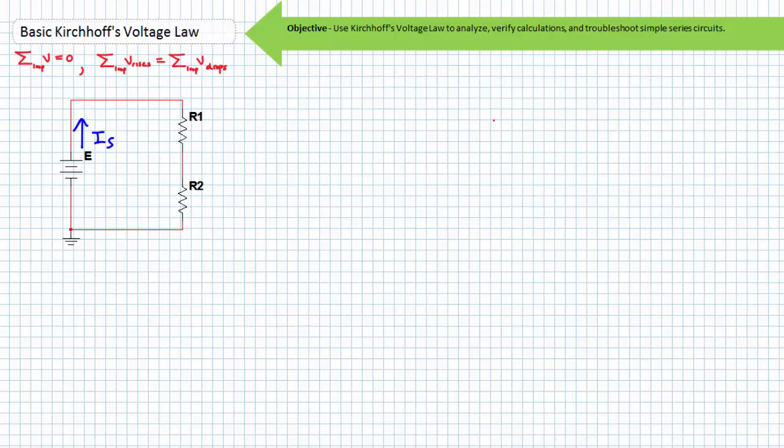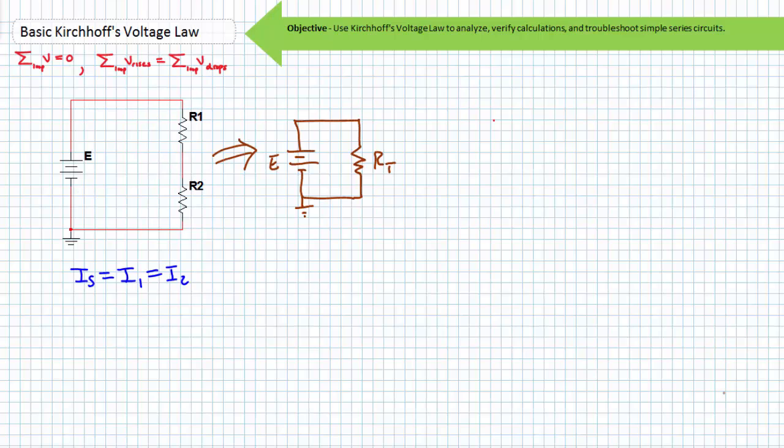Therefore, it can be said that IS, the source current, is equal to the current going through element 1, I1, and also equal to the current going through element 2, I2. IS equals I1 equals I2. The source current is equal to the supply voltage divided by total resistance, where total resistance is the summation of resistance in this path, where RT is equal to R1 plus R2. Therefore, source current is equal to E divided by RT.